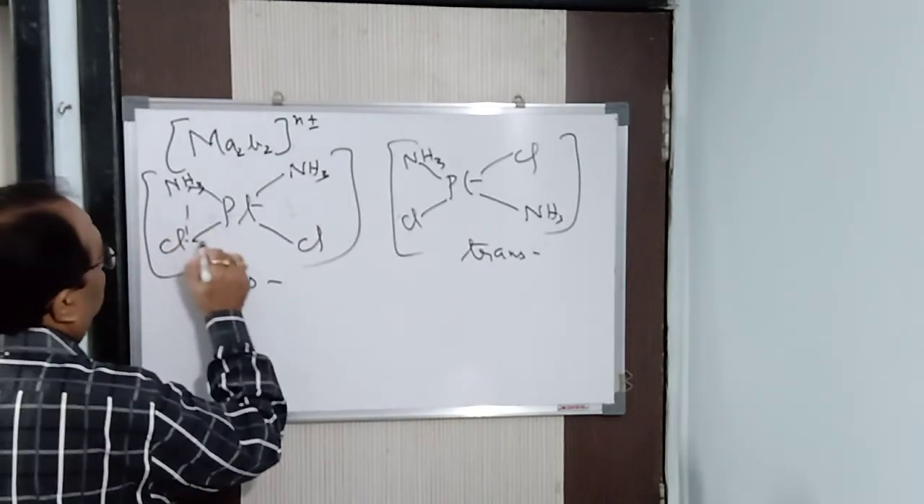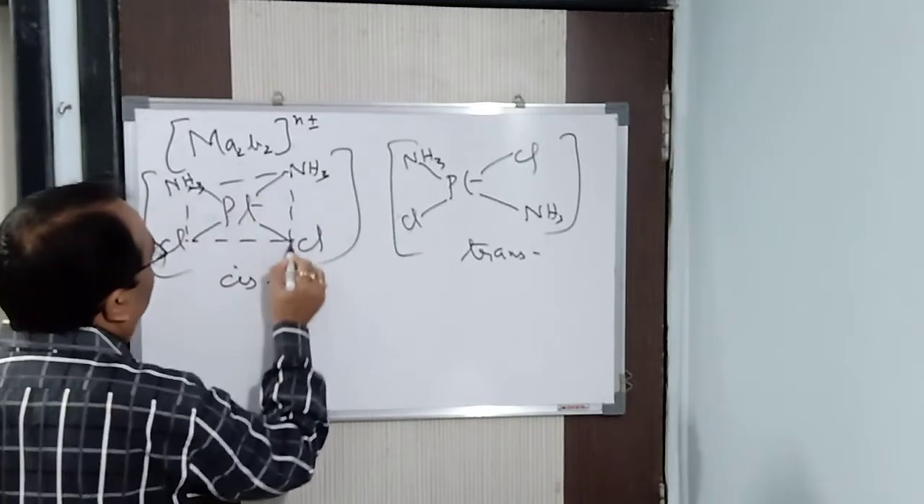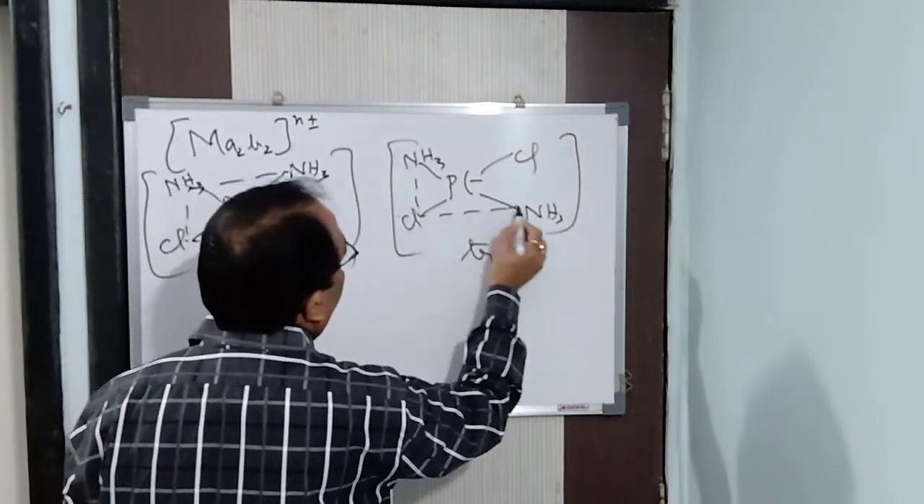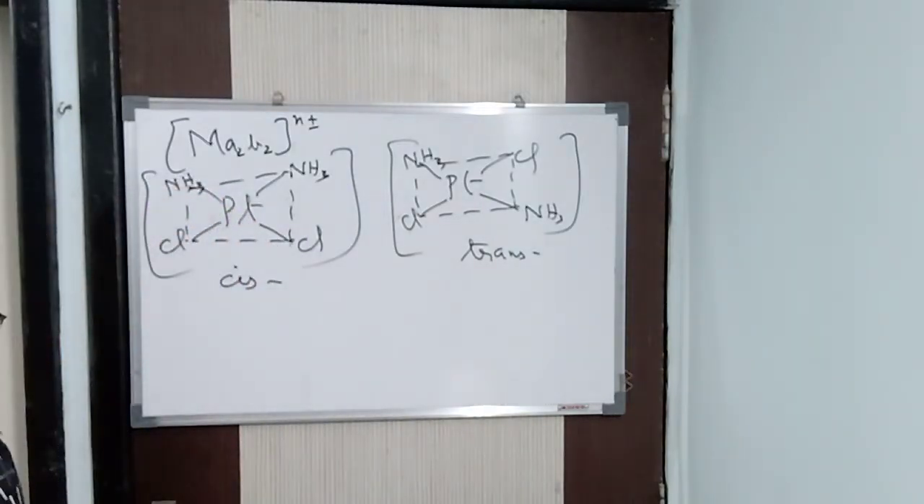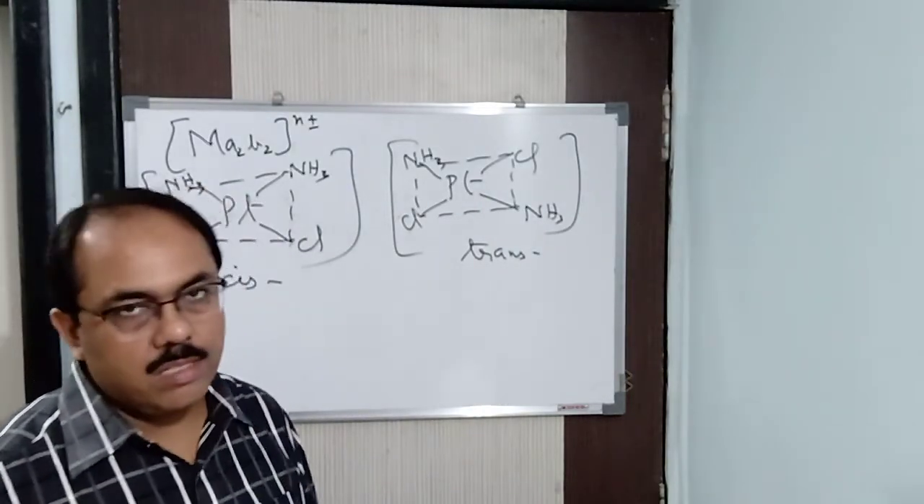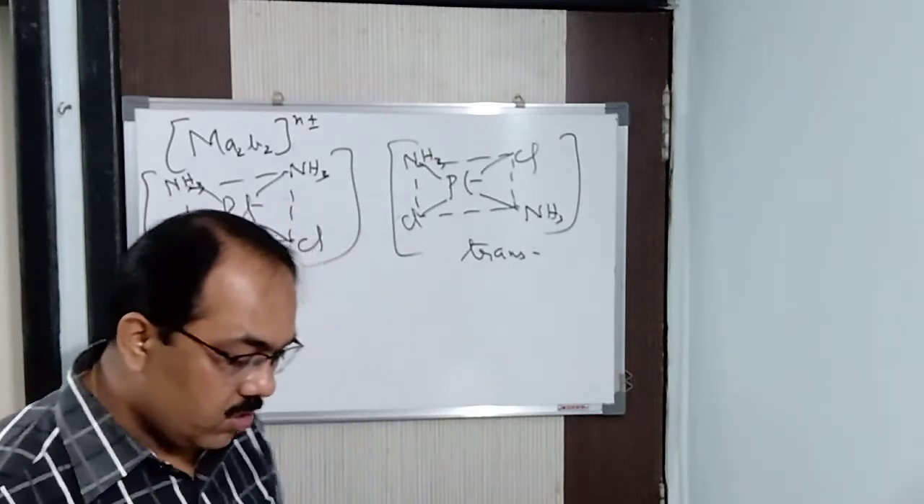Alright, if you want, you can just draw a dotted line here, which shows that it is a square. So it is a square planar complex, as you can see here. This is a cis and that is a trans isomer, so to say.